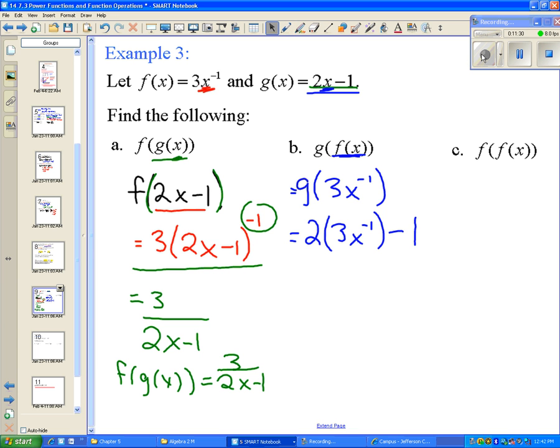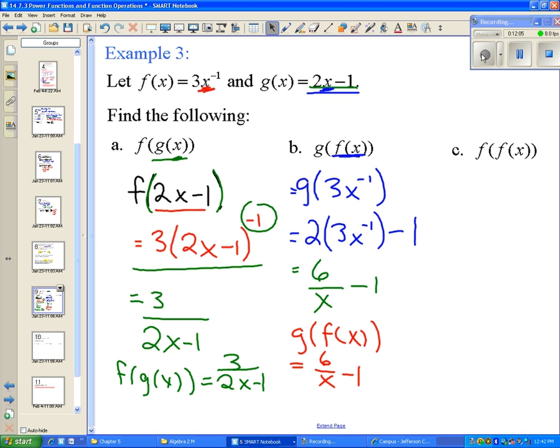How does this work now? Well, let's see. 2 times 3 is 6. x to the negative 1 goes into my denominator, so that's 6 over x, and then I have a minus 1 on the end. So g of f of x is equal to 6 over x minus 1. I take whatever is in the parentheses and I plug it into the variable x in the problem.